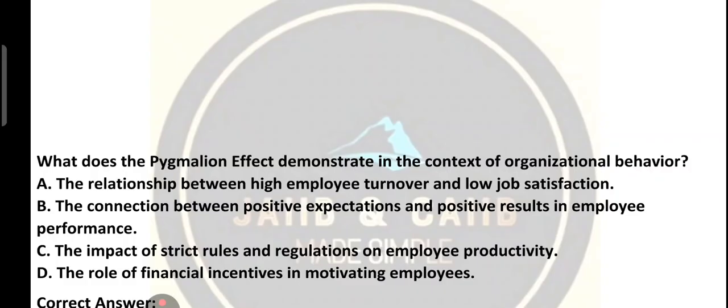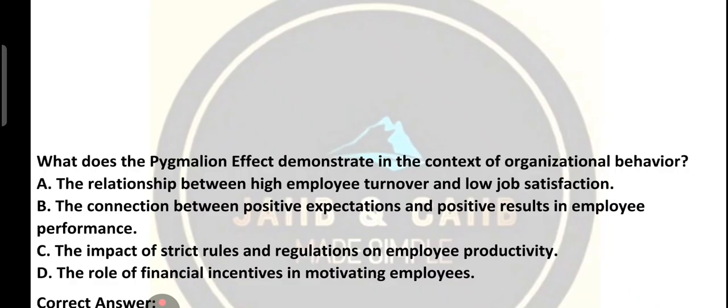What about option B? The connection between positive expectation and positive results in employee performance. Yes, this is the correct answer. Let me give you a simple example. Imagine a manager says to an employee, I know you are capable of doing great work. This belief can actually motivate the employee to work harder and live up to that expectation. This is called the Pygmalion effect. When someone believes in you, you tend to do better. It is like giving someone confidence fuel. I hope that makes sense to you. What about option C? The impact of strict rules and regulations on employee productivity.